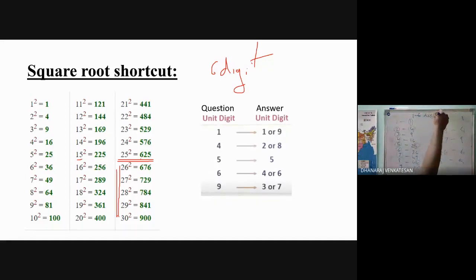Okay. It can be a number like 192764. If the number is like this, up to this number, you can find the square root within 15 seconds. Within 15 seconds, you can find the square root for the given number. You don't need to do prime factorization or the long division method. With this shortcut method, you can do it easily. Okay.